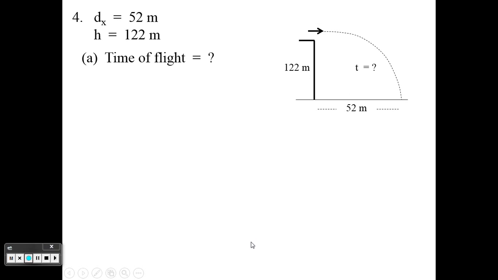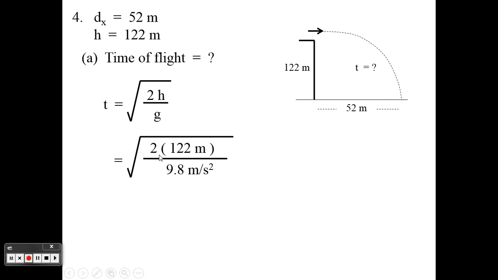Example number 4. We have a ball thrown horizontally from a 122 meter high cliff, and it lands 52 meters away. First of all, how long was the ball in the air, the time of flight? Remember, that depends only really on the height. We can determine that from, once again, t is equal to the square root of 2h over g, where h is now 122 meters. So, plug that data in, operate your calculator, and you should get a result of 5.0 seconds.